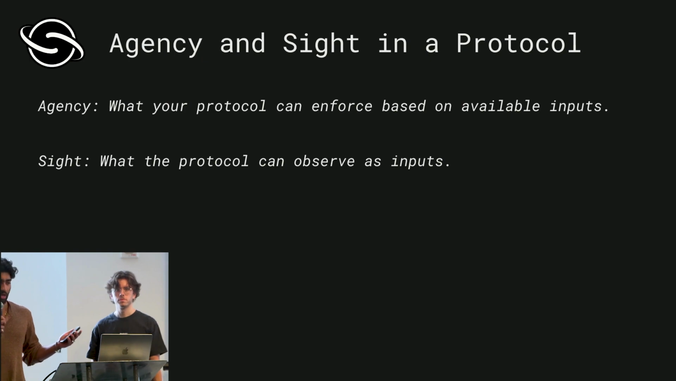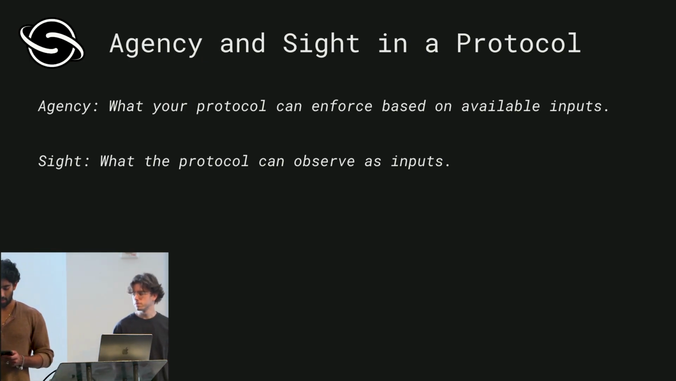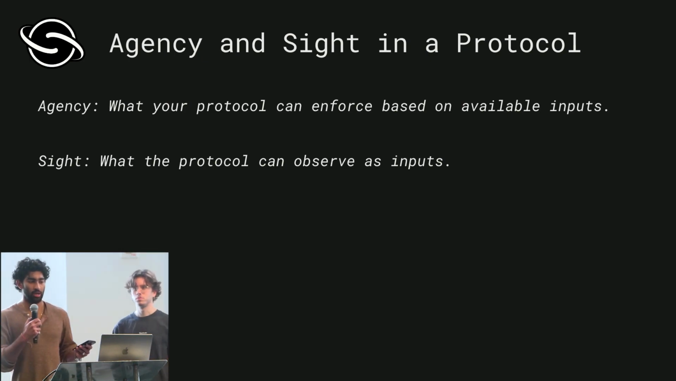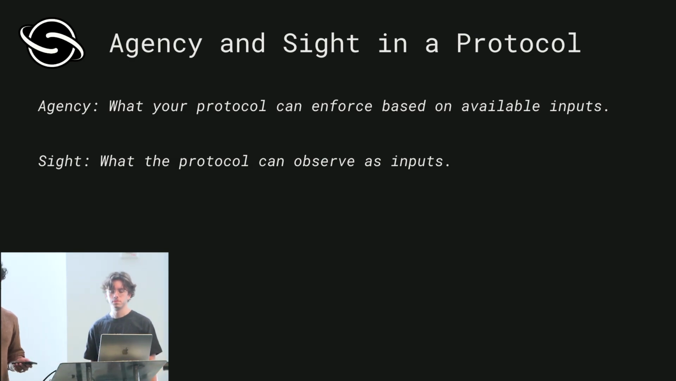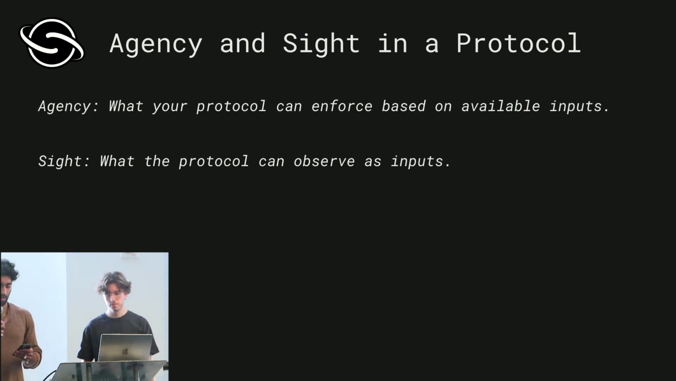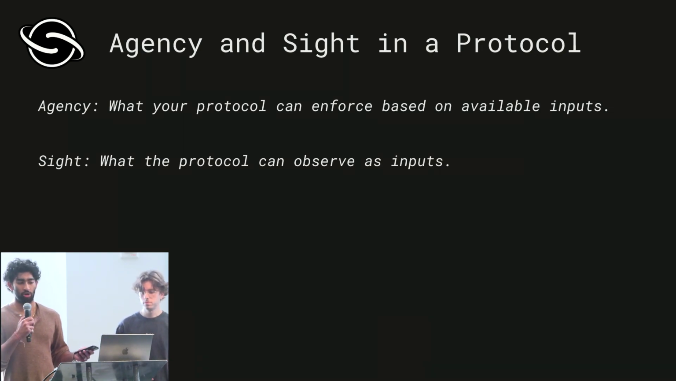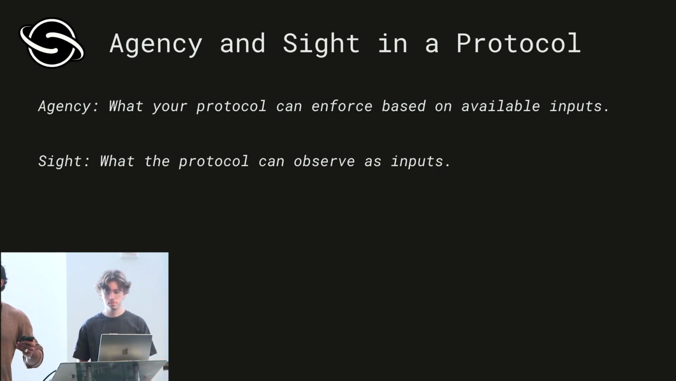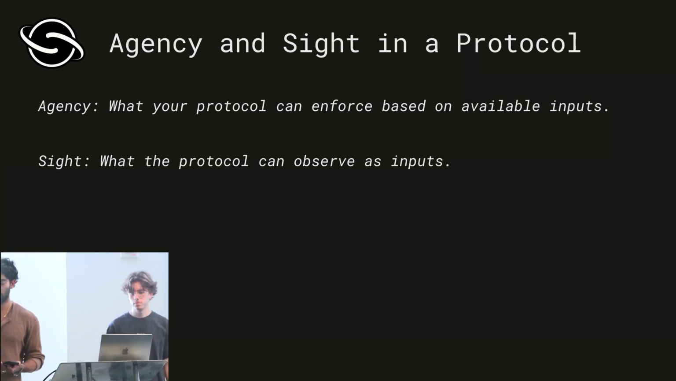Before we actually start chatting about programmable consensus, it's useful that we have a shared understanding of agency and sight in a protocol. Agency we define as what your protocol can enforce based on available inputs, as well as what it can attribute given these inputs. And then sight specifically is what your protocol can observe as inputs and the level of introspection that it has into its own operation.